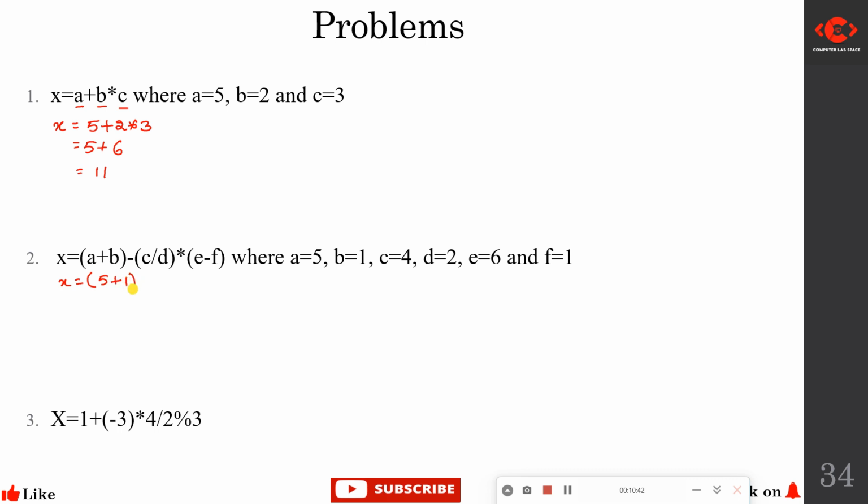5 plus 1 minus c value is 4 divided by, it is a division, divided by 2 into e value is 6 minus f value is 1. I have just replaced all this. Then which one are you going to give the first priority? The brackets, right? So first you are going to solve the brackets.